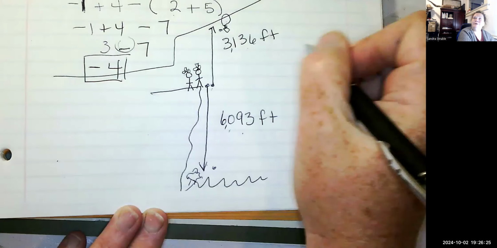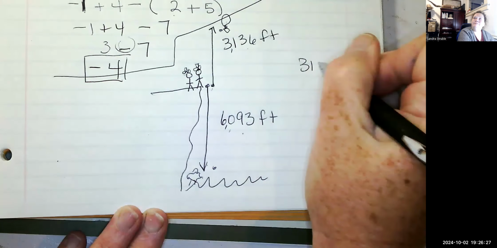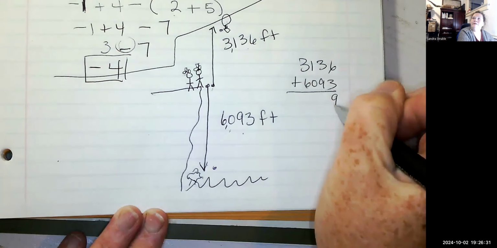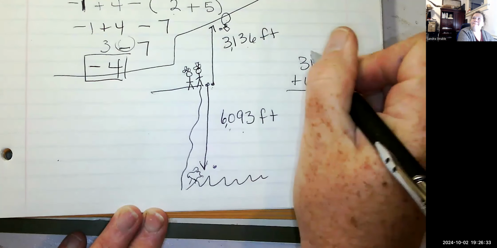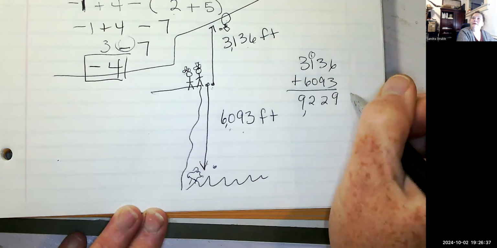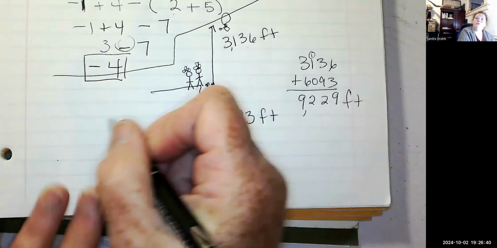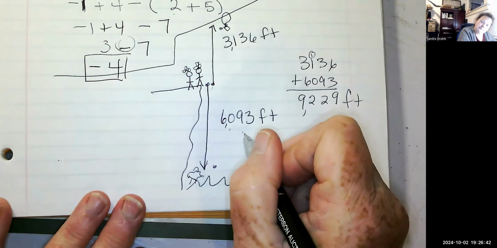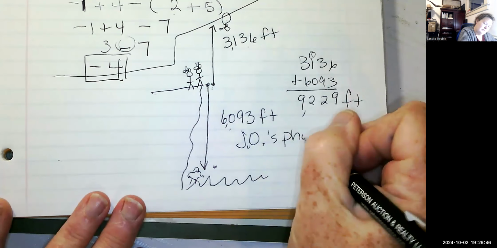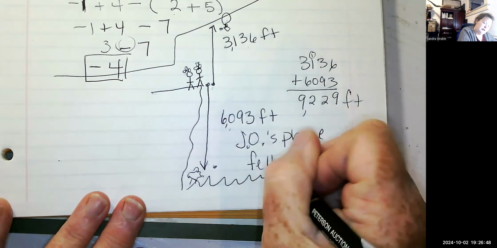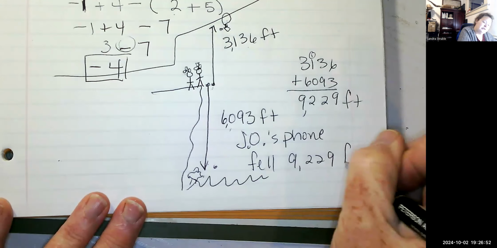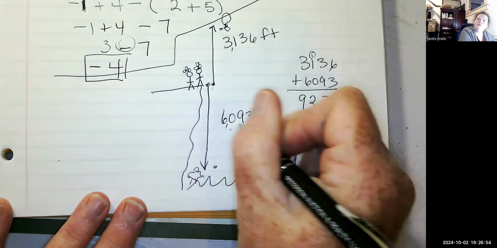Okay, so 3,136 plus 6,093 is 9,229, and this is feet. So J.O.'s phone fell, don't forget your unit, 9,229, and the unit is feet. That is the answer.